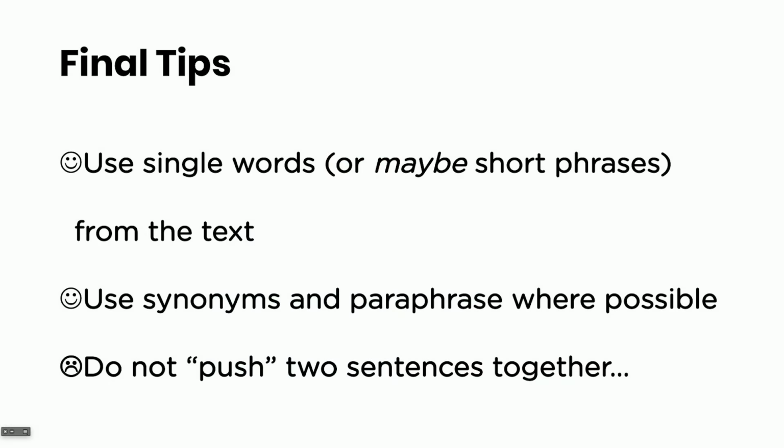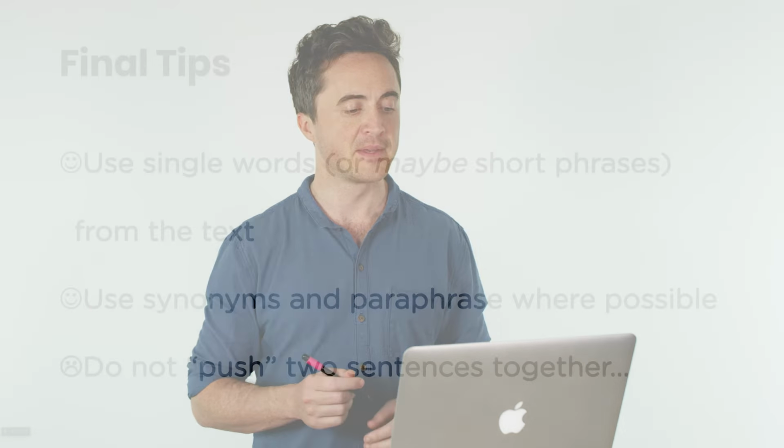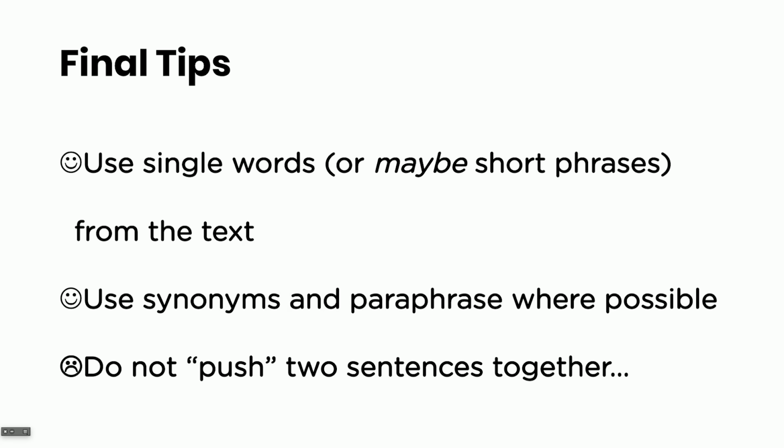Let me give you some final tips here. So you can use single words or maybe short phrases directly from the text, but really you should be trying to create this summary yourself using your own brain. You should use synonyms and paraphrase where possible. What you should not do is push 2 sentences together, okay? Try to avoid that. And I guess, when you're doing the reading and the writing, what you're really doing there is, yes, you're finding the main idea, but in order to find that main idea, you have to eliminate a lot of information. You have to ignore a lot of that text to come to that central idea, okay?